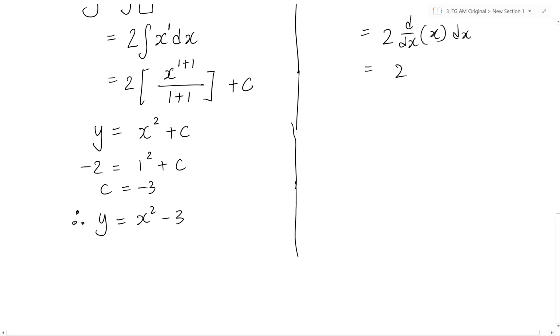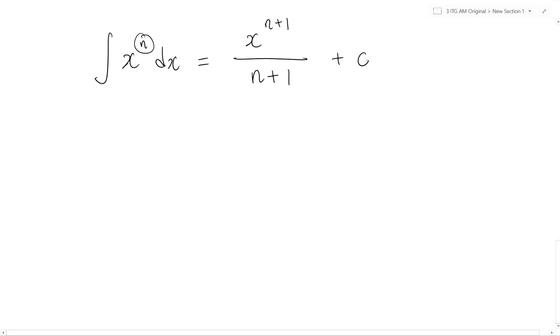Okay, so if you look at your textbook page 431, you see the formula given to you. When you integrate x to the power of n with respect to x, your answer will be x to the power of n, the original power. We're going to add 1 to it. We're going to divide all this by n plus 1. And don't forget your arbitrary constant c.